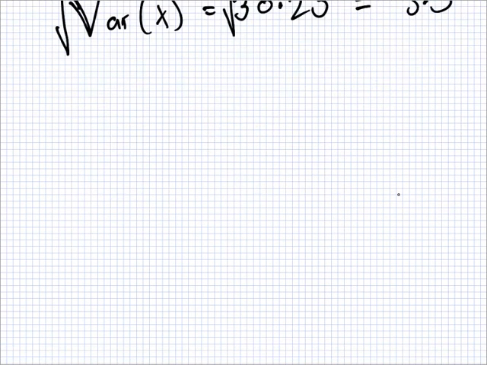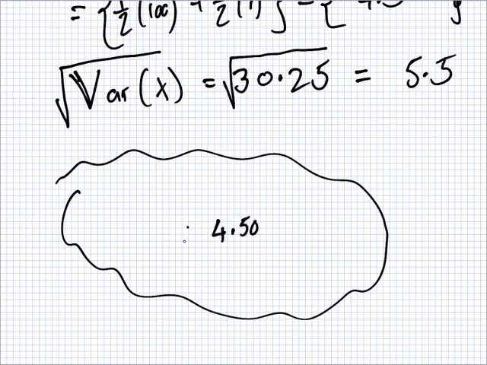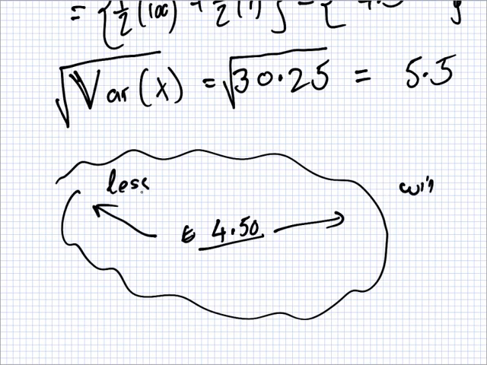When you play this game, on average you expect to gain €4.50. But of course you realise that doesn't happen every time. Sometimes you win some and sometimes you lose some. So your possibilities are spread out, where maybe you can win more or win less. So this is less and this is more. So that 5.5, it's a bit like a standard deviation. It can swing left and right.